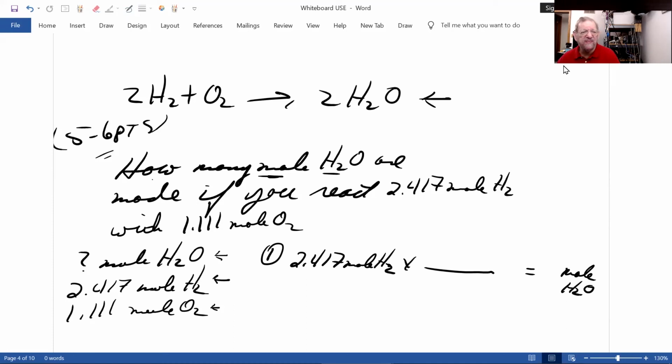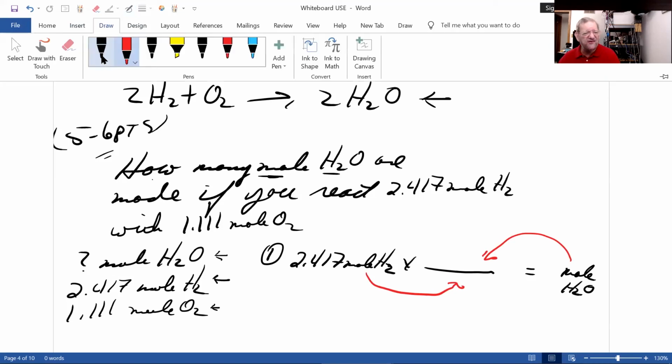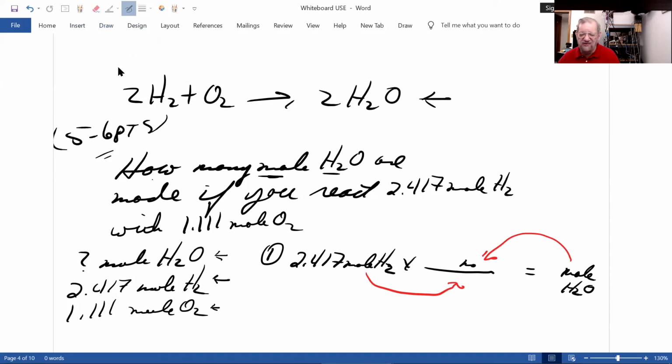And what do you use? Your good friend, unit analysis. Whatever I'm trying to get to goes on top of the ratio. Whatever you're trying to get rid of goes underneath. Isn't it easy? You just have to remember that. And this is moles of water. This is moles of hydrogen. Where do I get these numbers? From the balanced chemical equation. Two moles of hydrogen, when there's no number in front, it's one. One mole of oxygen makes two moles of water. So for every two moles of hydrogen, I make two moles of water.